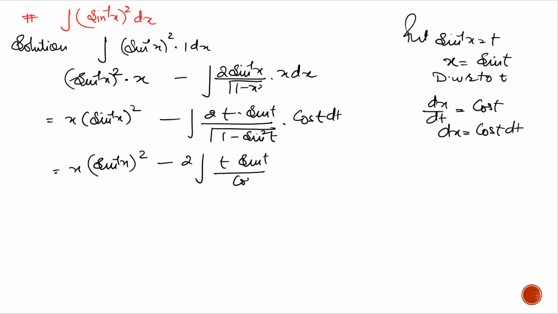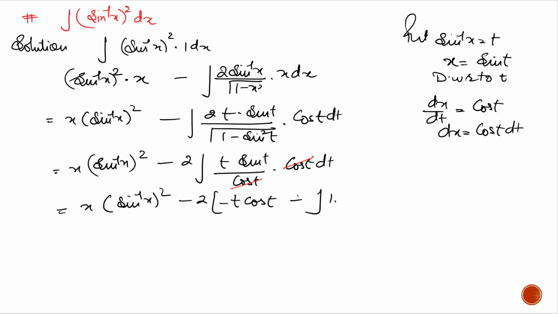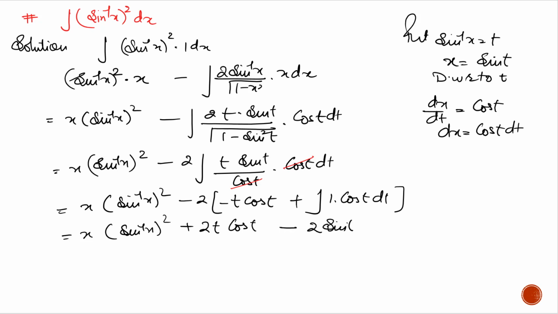is cancelled by cos t. Now we will integrate t sine t using by parts. We will take t as the first function and sine t as the second function. First function as it is, integration of second is minus cos t, minus derivative of first, integration of second is minus cos t. Now the integration of cos t is sine t, and when we simplify this, we will get x (sine inverse x) whole square plus 2t cos t minus 2 sine t plus c.